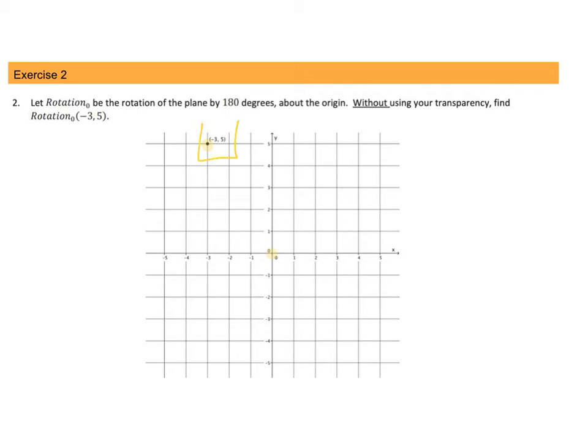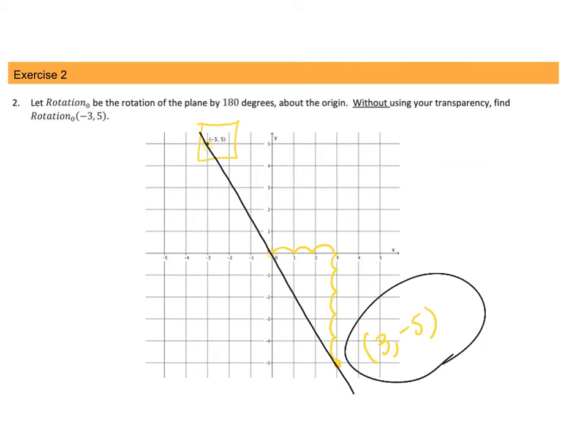If our original point was negative 3, positive 5, our new point is going to be positive 3, the opposite of negative 3. So positive 1, 2, 3. And instead of positive 5, it's going to be negative 5. Negative 1, 2, 3, 4, 5. So this is going to be the new point. And again, this is at positive 3, negative 5. And you'll see that these are collinear. So that is our answer here. That's where the new point would be if we did a 180 degree rotation. Let's move on to the next exercise.